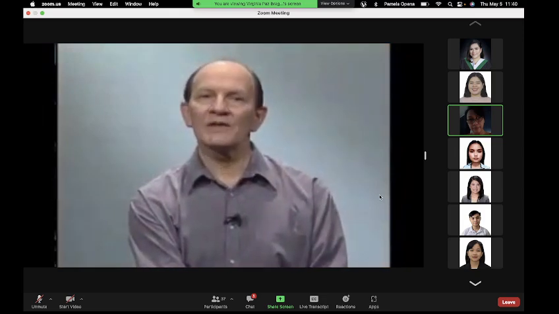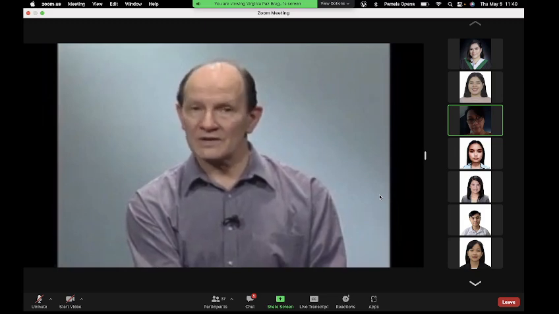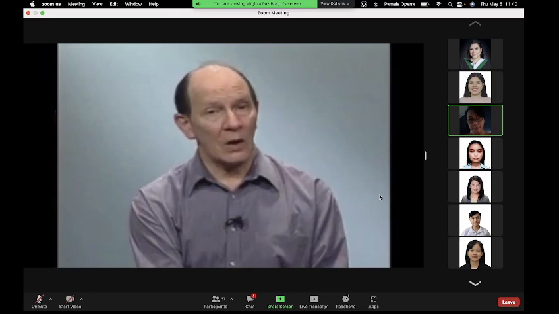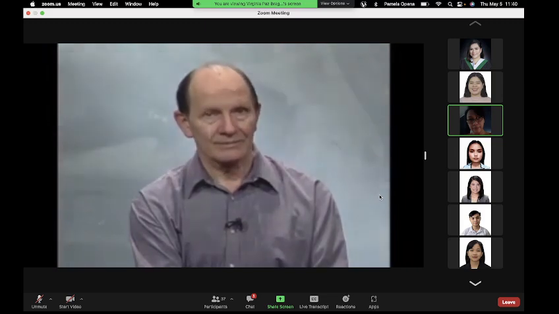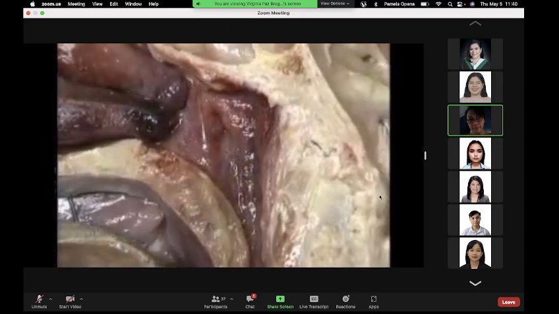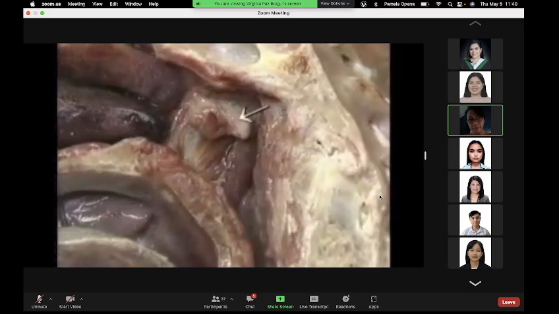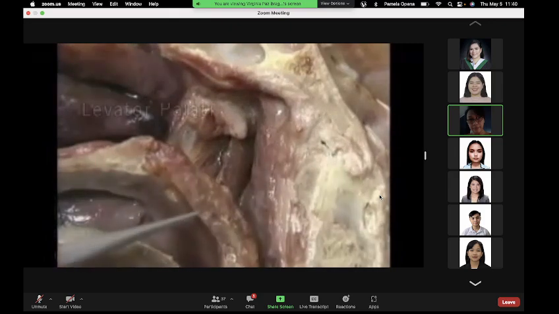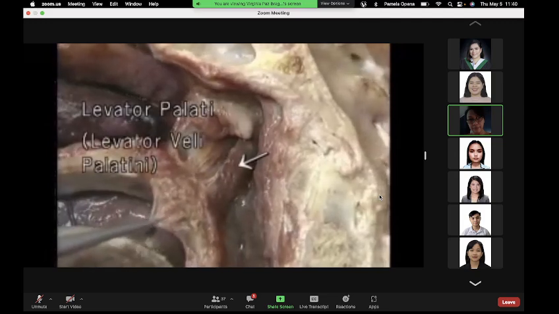In this section, we'll see only the palatal muscles that come from above. We'll see the ones that come from below in the next section. The two that we'll see now are the levator palati and the tensor palati. To see these muscles, we'll remove the mucosa of the nasopharynx. Here's the end of the cartilage of the auditory tube. Here below it is the levator palati muscle. Its full name is the levator veli palatini.